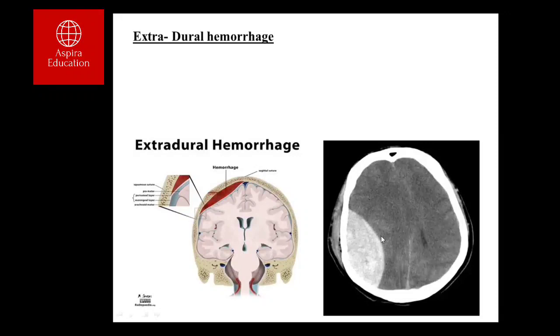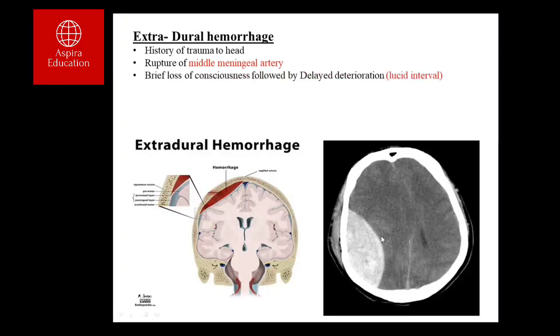Okay, so we have the middle meningeal artery, which is one of the important arteries, which passes just above the temples, so the temporal area of the skull, which is a branch of the external carotid artery. So the middle meningeal artery is the one which is usually affected in extradural hemorrhage. So usually there's a history of trauma to the head, with rupture of the middle meningeal artery.